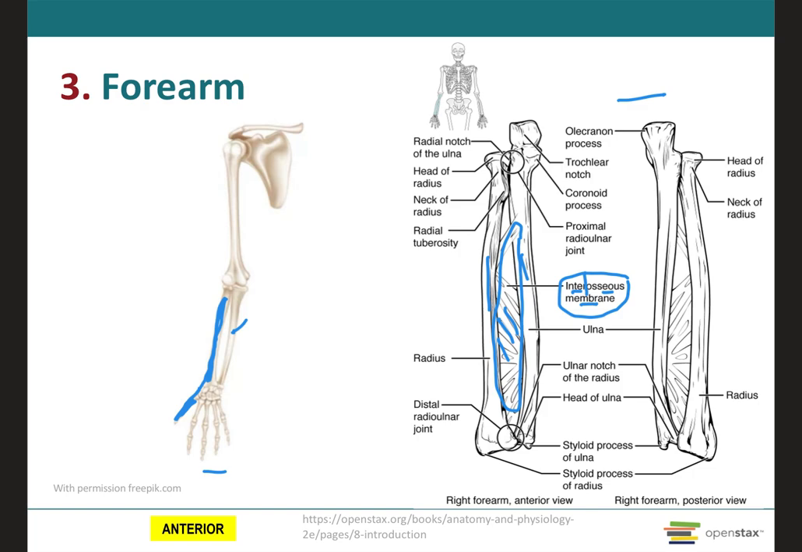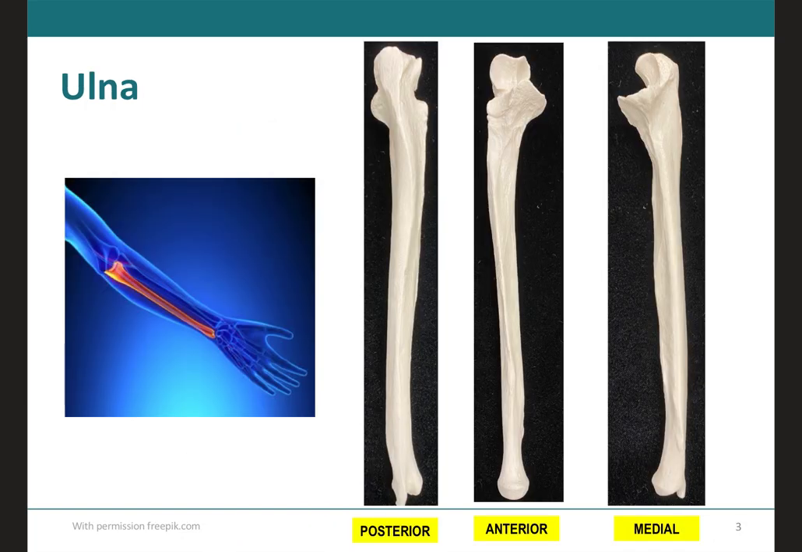This membrane is going to be important because it will maintain the interosseous space between the radius and the ulna when the forearm is rotating, and we will talk about the rotation of the forearm coming up. And it also actively transfers the forces from the radius to the ulna as it rotates. With regards to the rest of the bone features, I think it's best that we look at them in the next few slides. Let's start with the ulna.